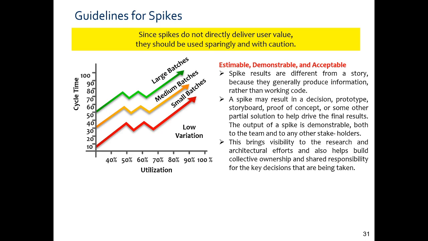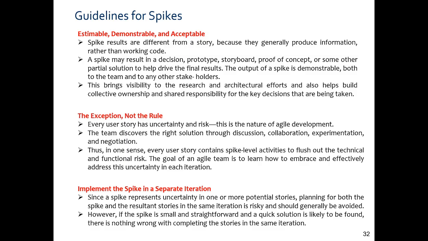Likewise, a new story has been added. We are required to work around how we can add the new stories without damaging the present structure. Guidelines for the spikes: estimate, demonstrate, and they should be demonstrable and acceptable. It is the exception and not the rule. That is to manage the uncertainty and risk and implement the spike in a separate iteration.